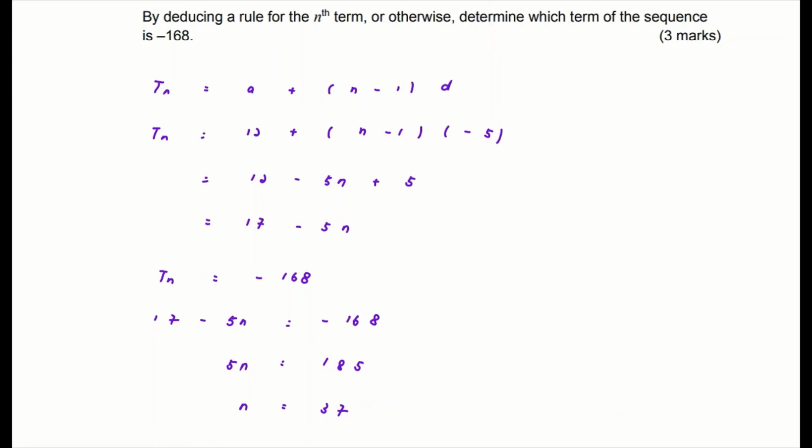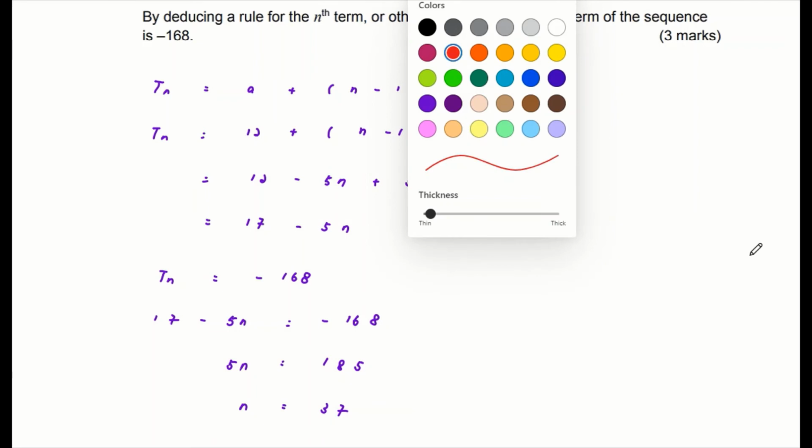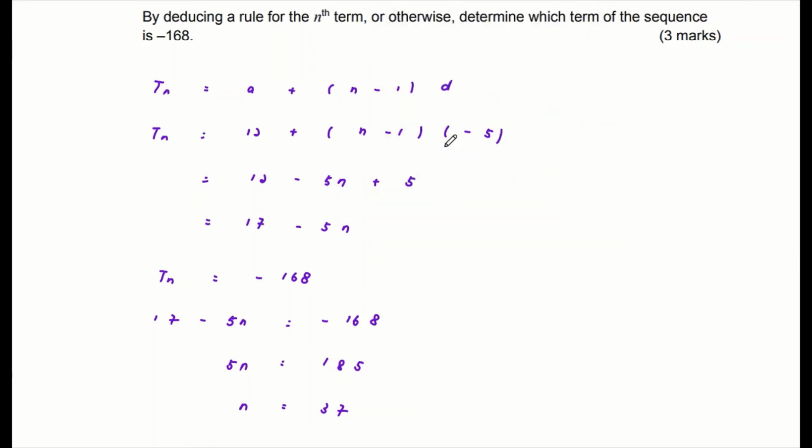So in this case, if you are able to deduce the rule, which means the general term here, you get 1 mark. Then you equate it to -168, and you get 1 mark. After that, you solve the equation correctly until you get n, and you get 1 mark. So that's the 3 marks. All right, so move on to the next question.